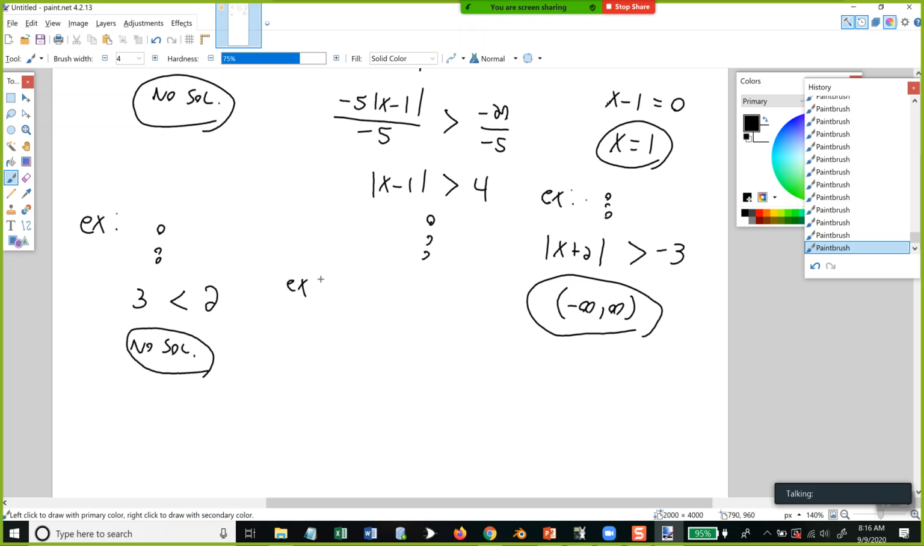Now, on the other hand, if you're working a problem down and your x disappears again, and you end up with something like this, and you ask yourself, when is 5 greater than 1? And the answer is always. That's your negative infinity to positive infinity.